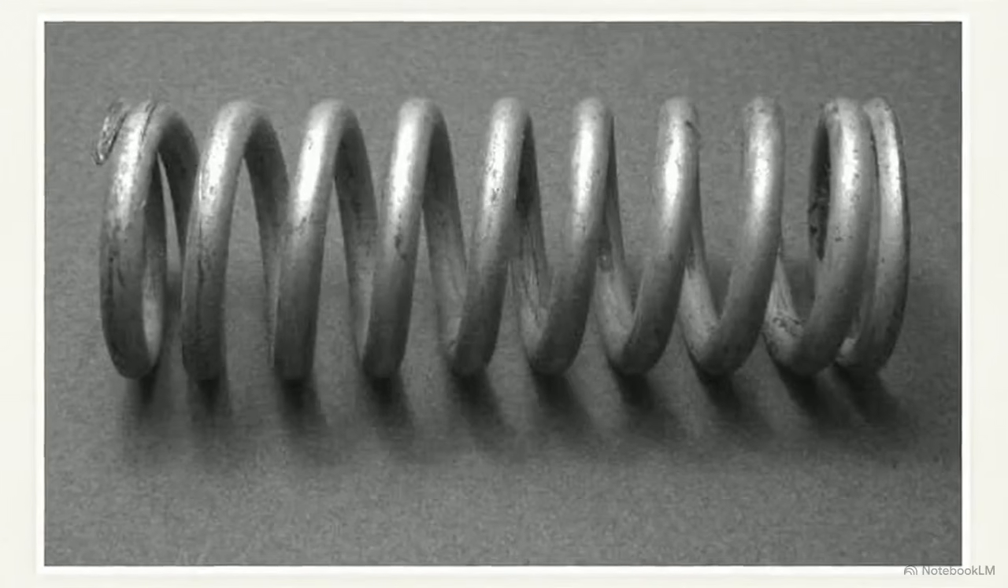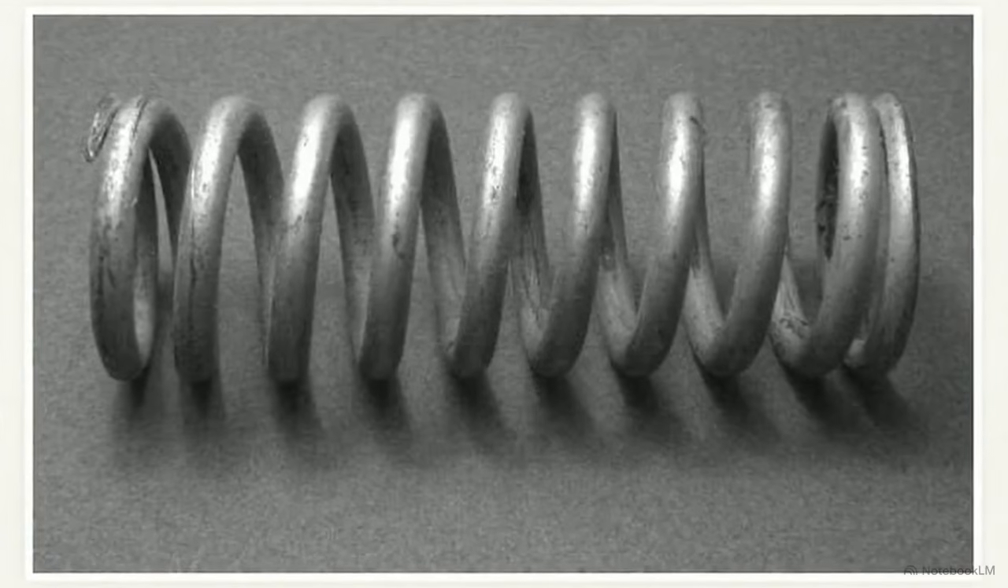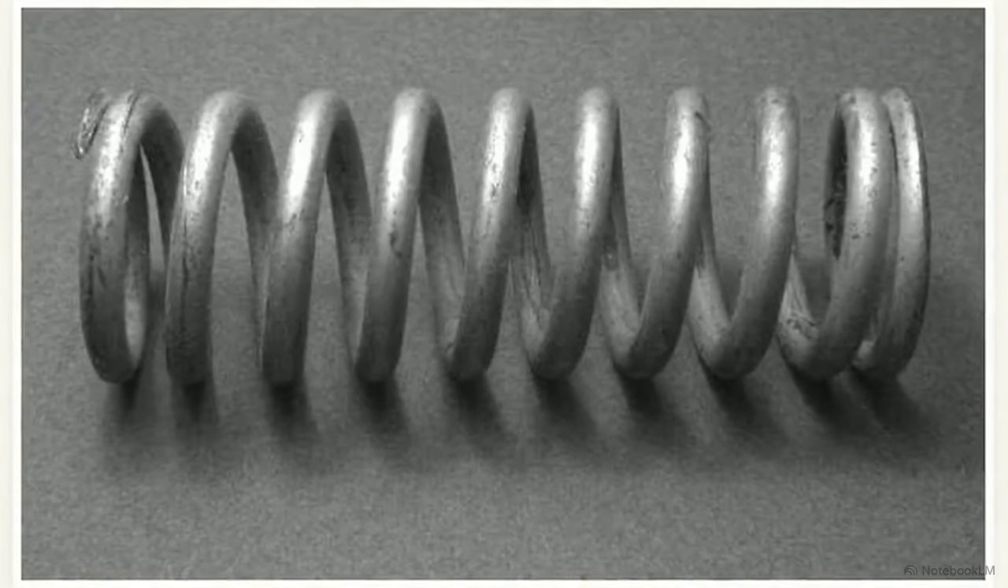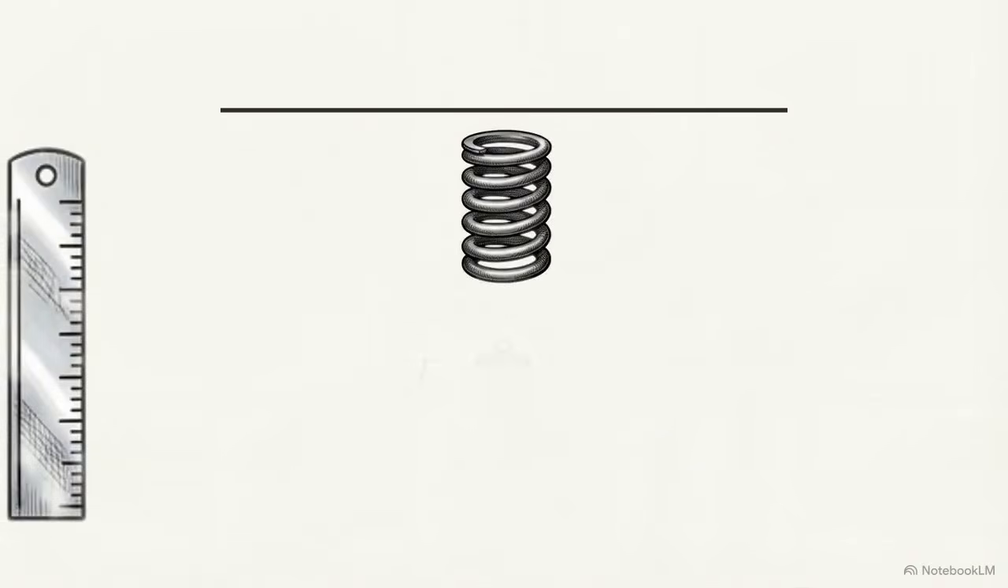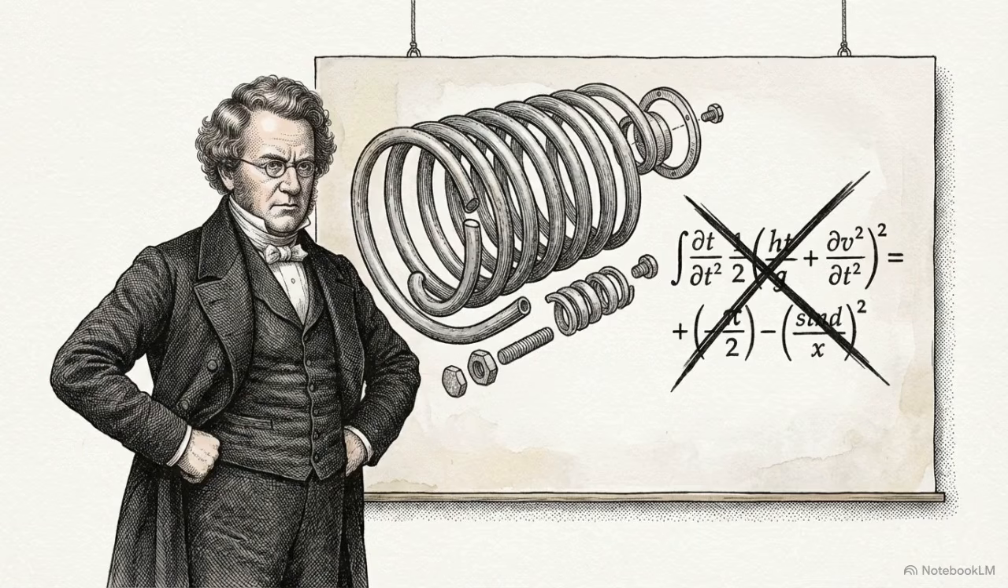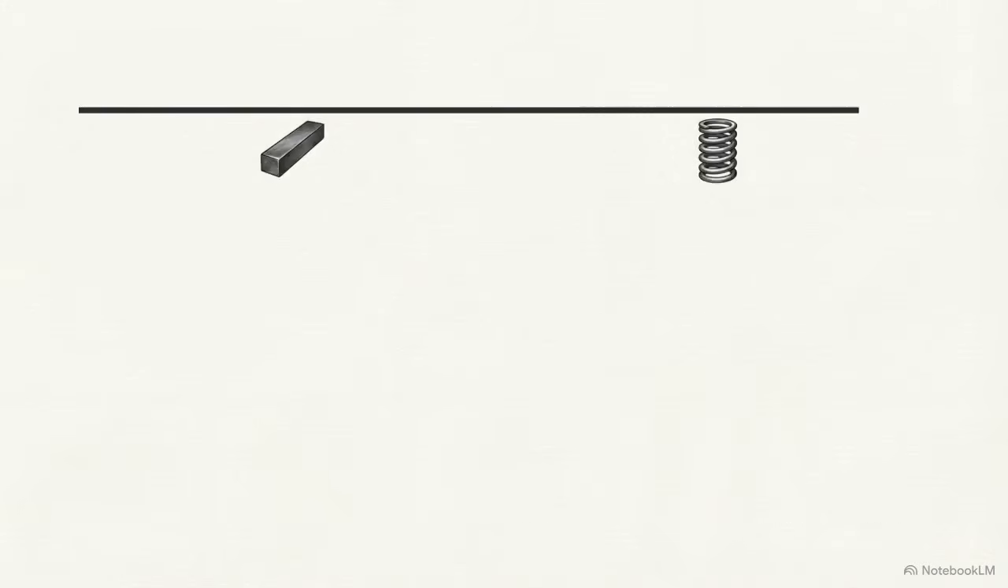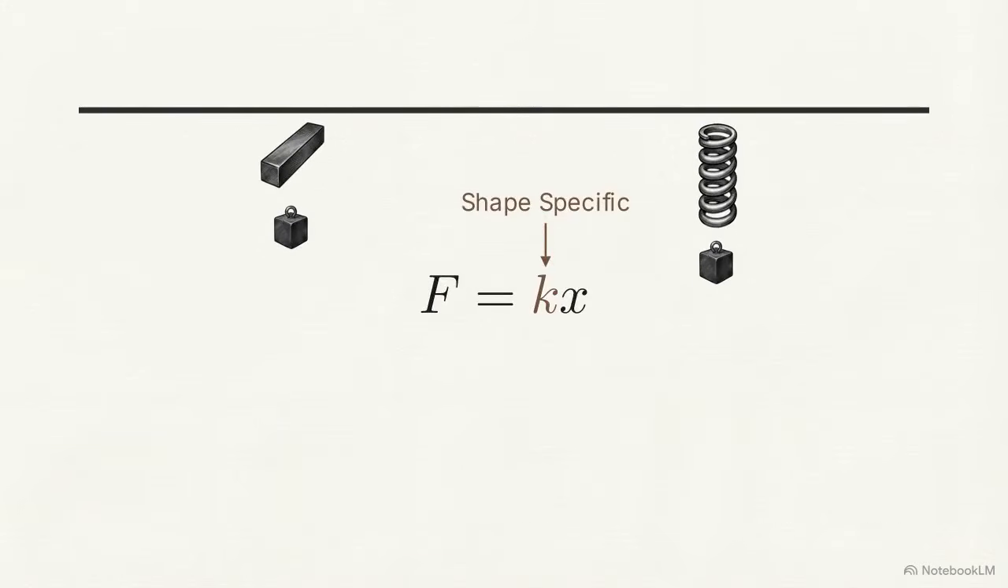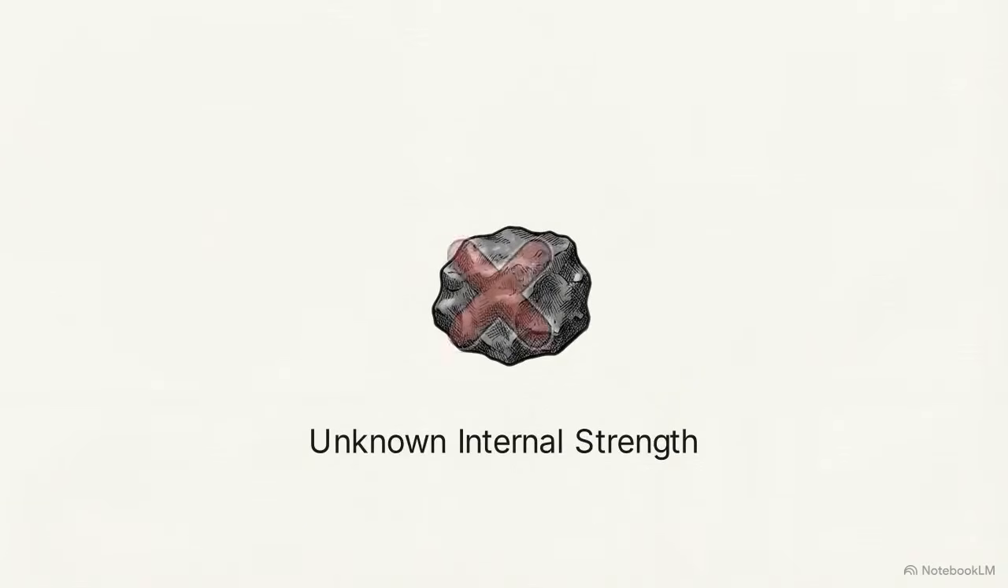Before the 1800s, builders relied on Hooke's law to estimate if a material would stretch or snap. The principle is simple. A spring extends in direct proportion to the force pulling it. But Hooke's law had a limitation. It only calculated the behavior of a specific, pre-tested object. It could tell you how a particular rod or spring would behave, but it revealed nothing about the internal strength of the raw material itself.